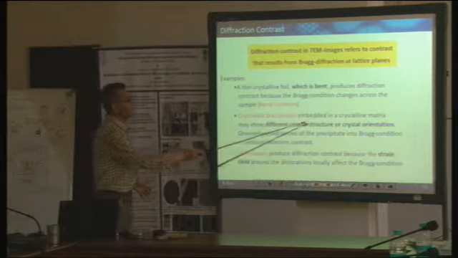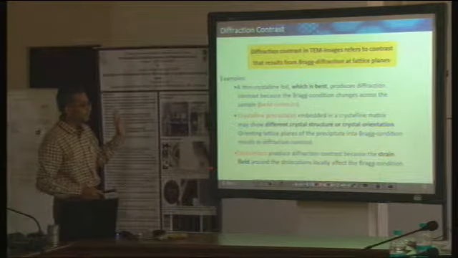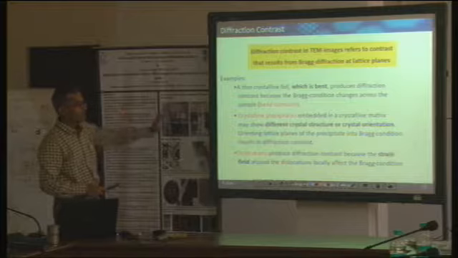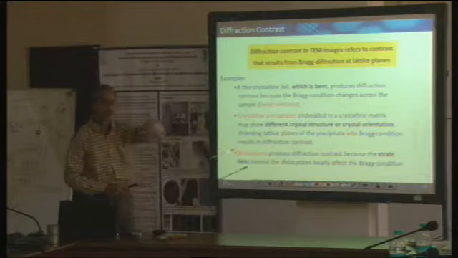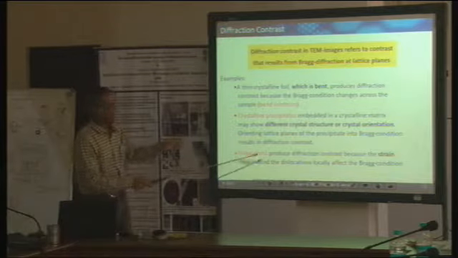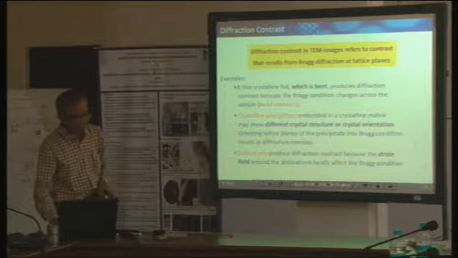Crystalline precipitates embedded in a crystalline matrix may show different crystal structure or crystal orientation. This is not necessarily to do with bending, this is strictly only diffraction. And these locations also produce bending of lattice planes and so on. So we will see each of these.